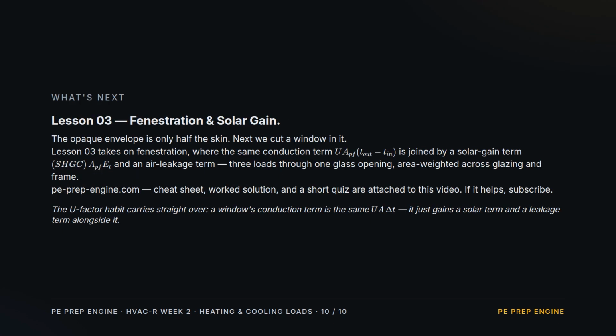Next up, Lesson 3, Fenestration and Solar Gain. A window keeps the same conduction term you just built, then adds 2 more, a solar gain term through the glass and an air leakage term. 3 loads through 1 opening, area weighted across glazing and frame.